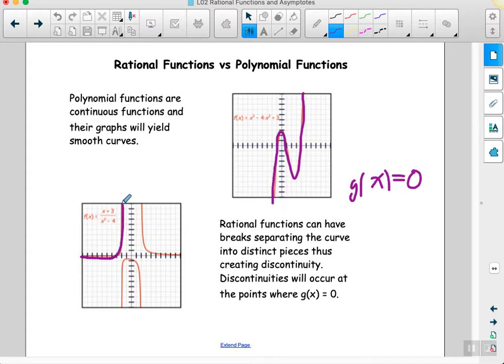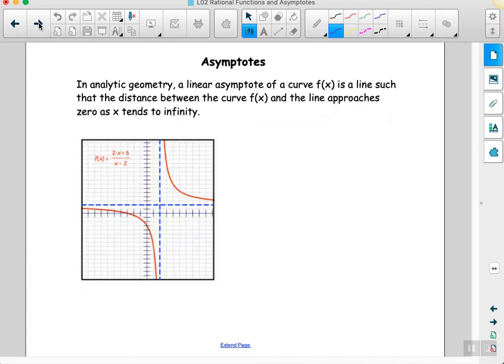Trace, and the only way to get to here was to lift the pencil. I'm tracing that piece fine, but the only way to get to this piece is to lift my pencil. So we do have discontinuities here. The discontinuities I have right there happen to be vertical asymptotes. And again, I mentioned they're going to occur at the points where g of x is 0.